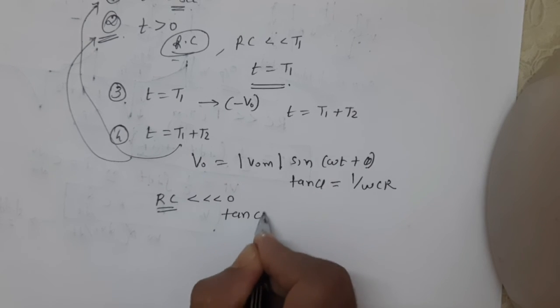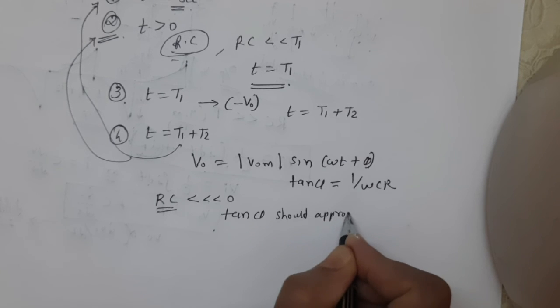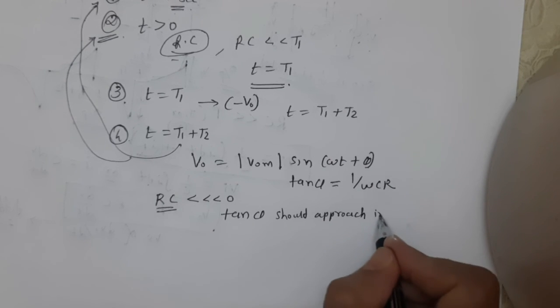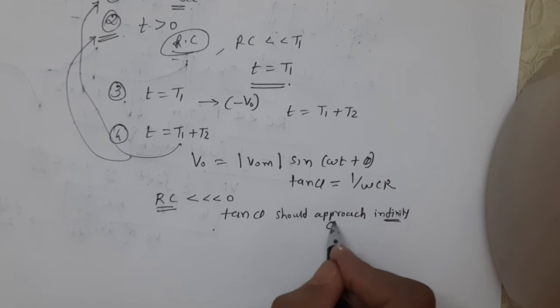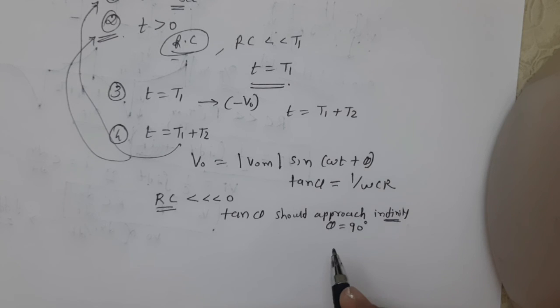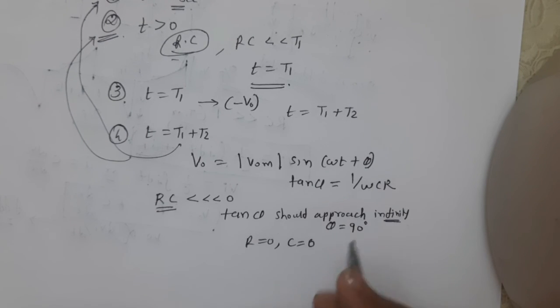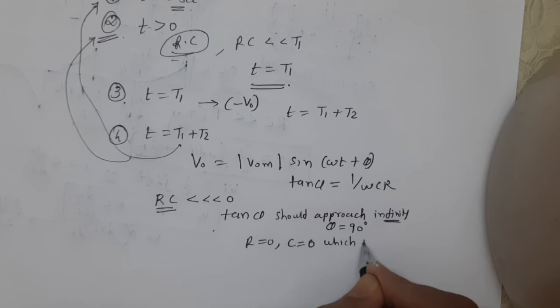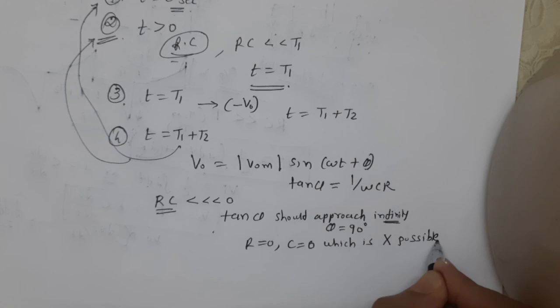for which theta is equal to 90 degrees. But the angle cannot be exactly 90 degrees, because for this either R is equal to 0 or C is equal to 0, which is practically not possible.